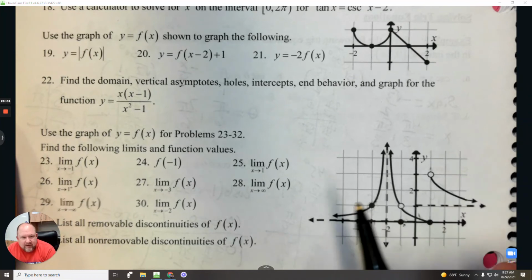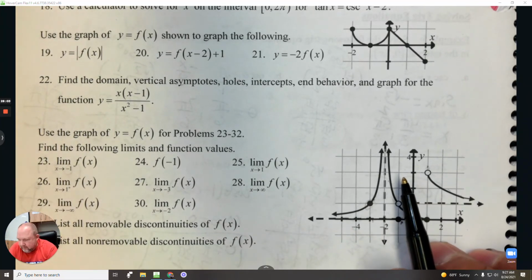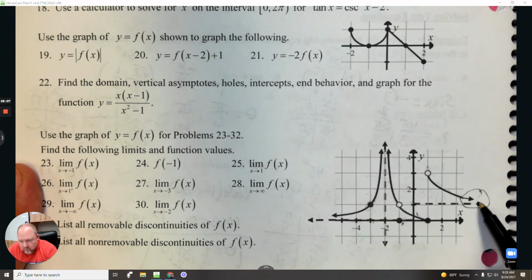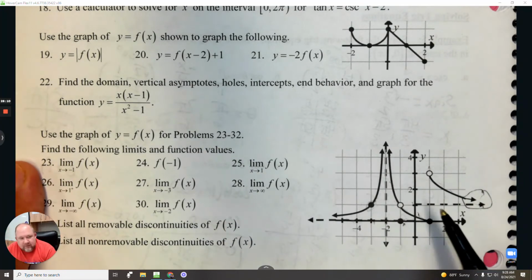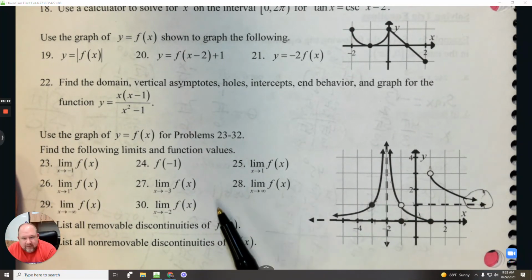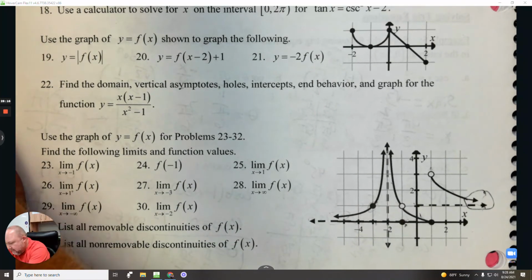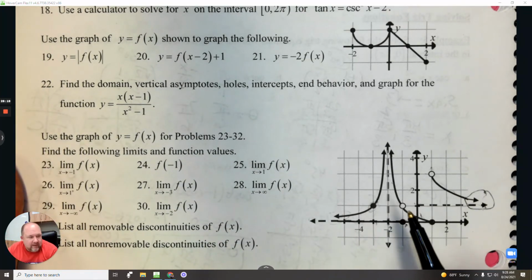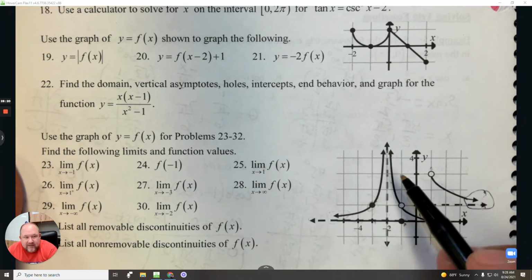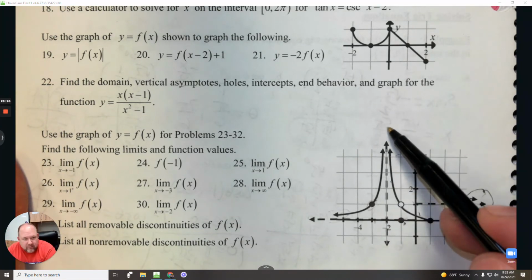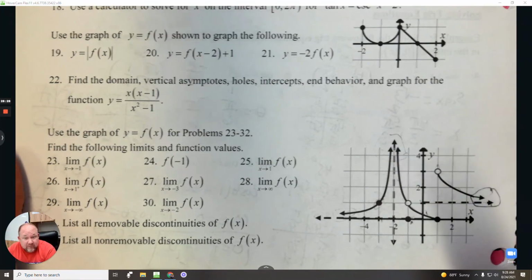What's the limit as x approaches infinity? That's the right end behavior, so the right end is going to +1. 29, what's the limit as x approaches -infinity? The left end behavior is approaching 0. What's the limit as x approaches -2? So a limit doesn't exist at an asymptote, or you could say that the answer, because both ends are going to infinity, the other answer you could say is infinity.